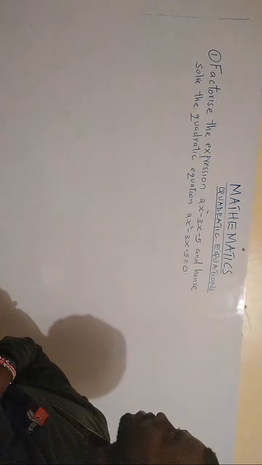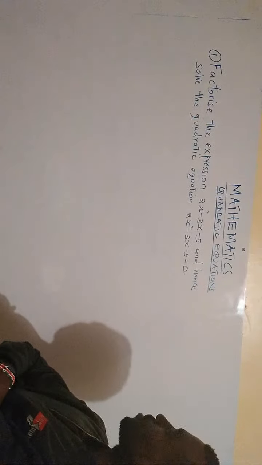Well, mathematics, quadratic equations. Factorize the expression 2x squared minus 3x minus 5, and hence solve the quadratic equation 2x squared minus 3x minus 5 is equal to 0. So these are quadratic equations, and we have been told to factorize. So this is what the expressions look like. It is an expression. This is an equation because it is equal to something.